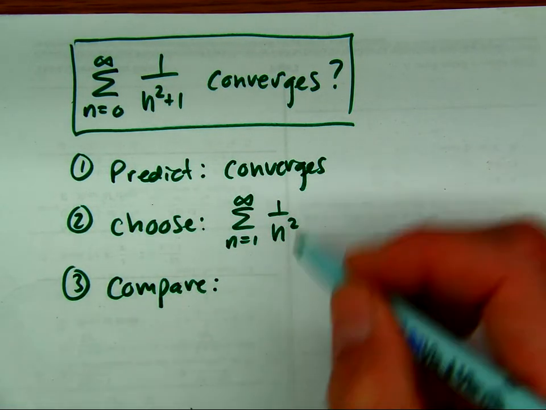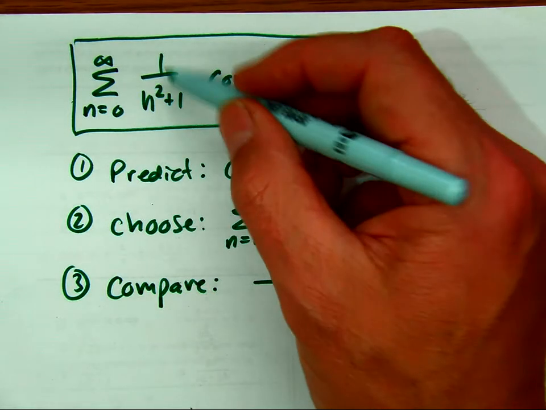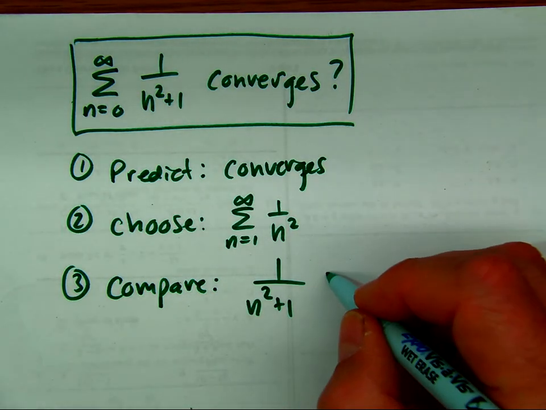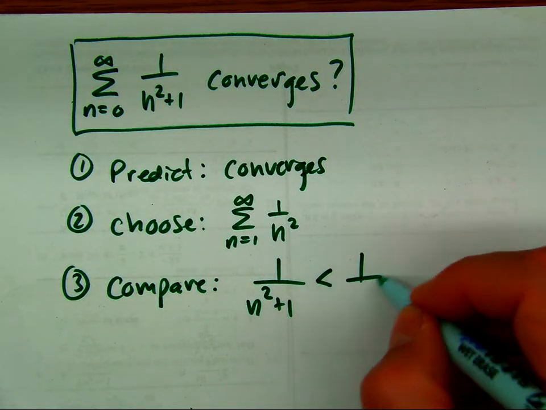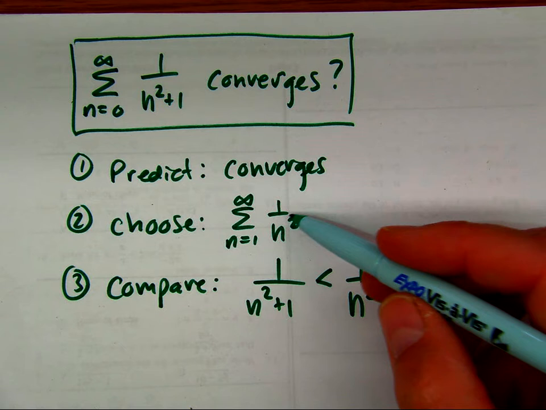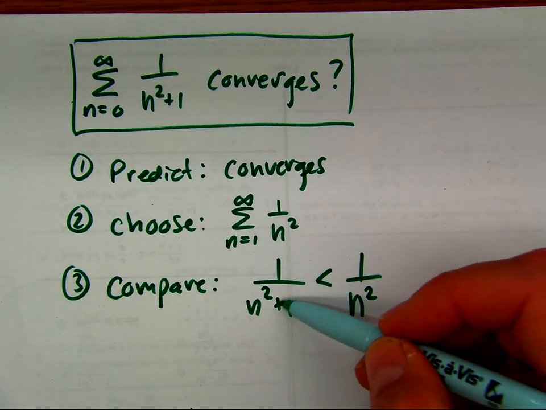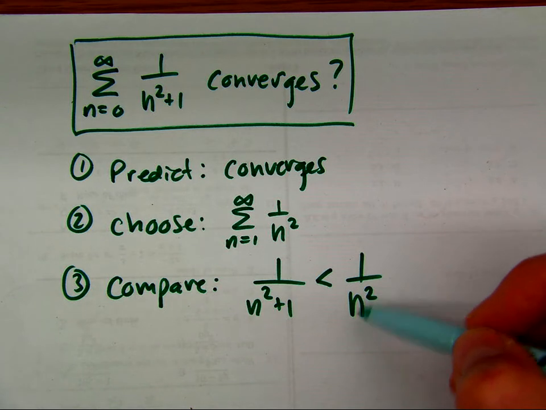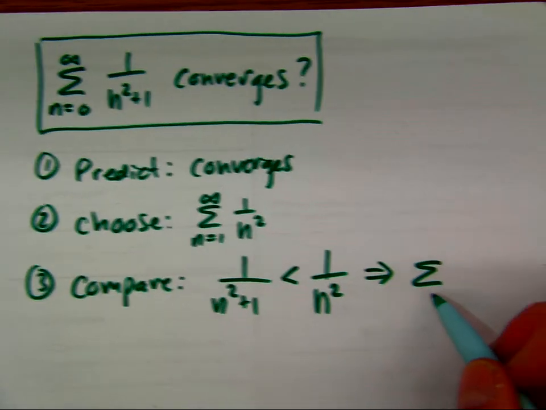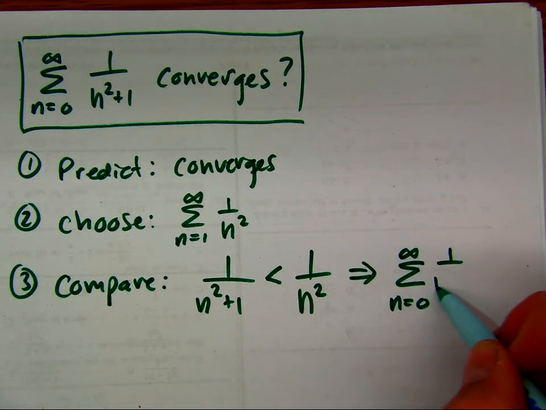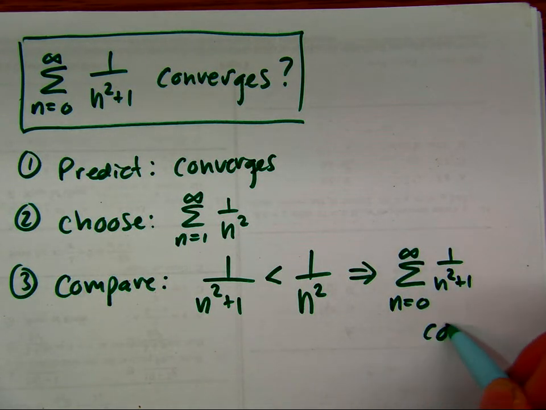We have to show that the sequence of the series that we're testing has to be less than the sequence of the convergent series. If the denominator is 1 larger, then that means the fraction is less than that. So that means that the series converges.